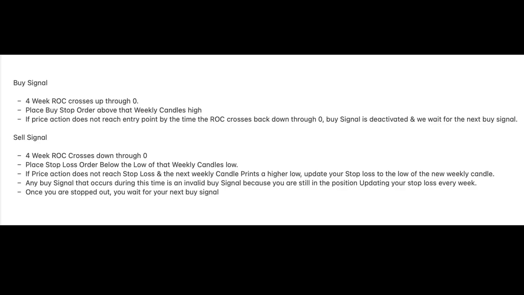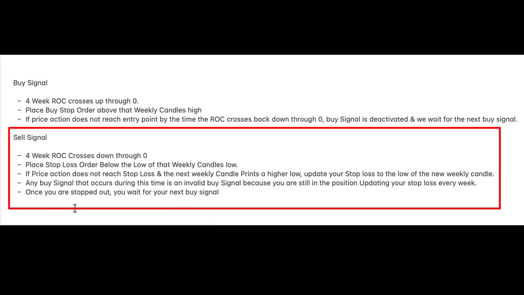So I wrote down a couple of rules here on this specific strategy, and then we can walk through the charts a little bit better. The first thing that I want to focus on is the sell signal. The sell signal is activated when the 4-week rate of change, which we put on StockCharts, crosses down through 0. And then what we do after that is we place a stop loss order below the low of that weekly candle. I'm going to walk you through what this looks like on the charts, but just keep in mind, this sounds confusing, but once you see it in action, it makes it a little bit different and quite powerful.